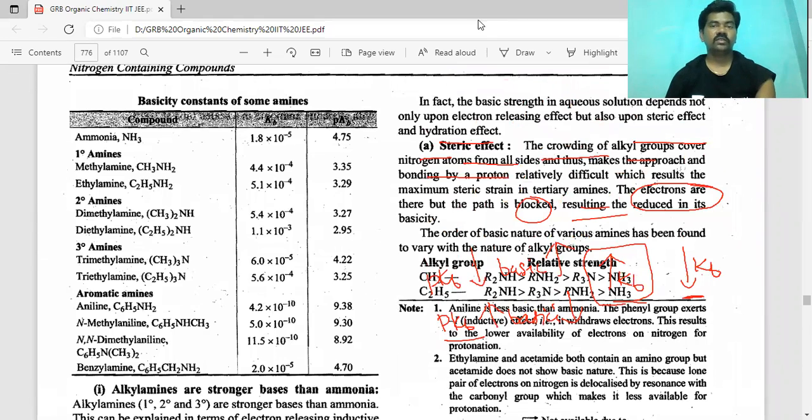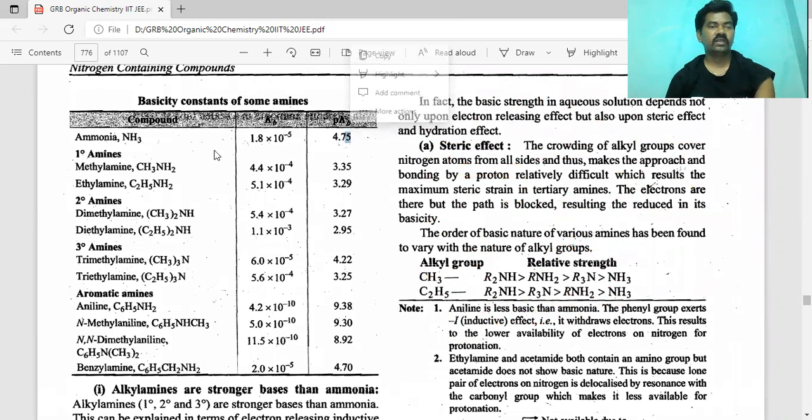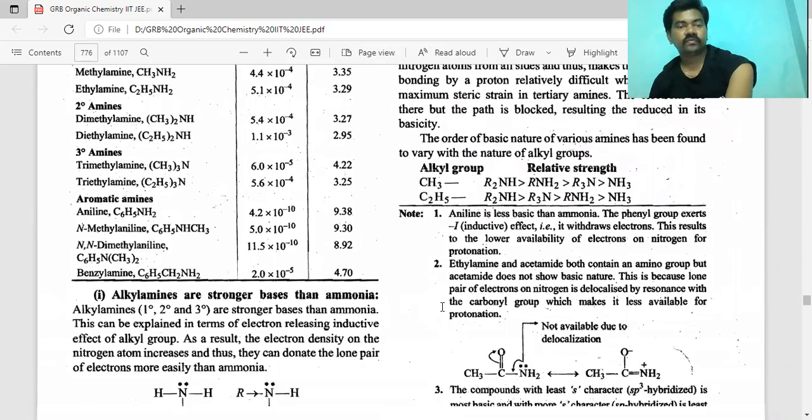So you can see this table here. Kb values and pKb values are there. Ammonia has a Kb value of 1.8 × 10^-5, then pKb value 4.75. Then primary amines, secondary amines, tertiary amines, aromatic amines. You can see what the Kb values and the pKb values are.